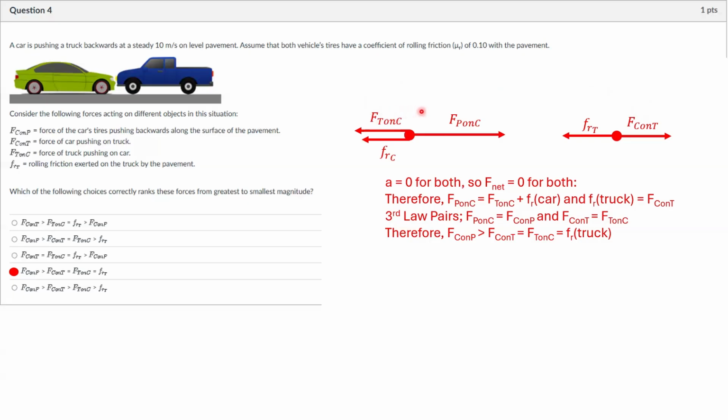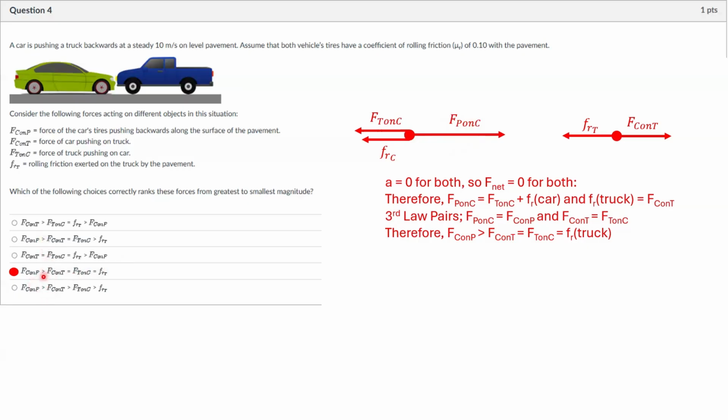However, the force of the pavement pushing the car forward has to be greater than the force of the truck on the car, because there will be some rolling friction exerted on the car, such that the sum of these two forces is equal to this one force. So this must be bigger than either one of those. So finally, this must be equal in magnitude to the force that the car was pushing backwards on the pavement, because again, that's a third law pair. Putting it all together, the biggest one should be between the pavement and the car, so F C on P had better be bigger than everyone.